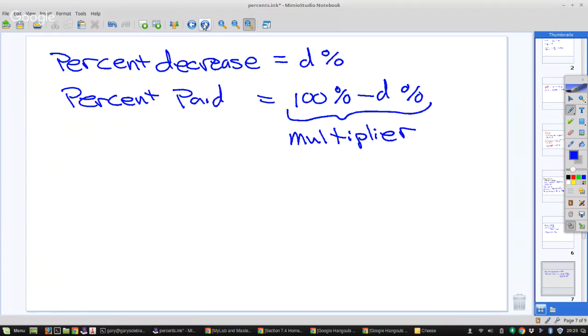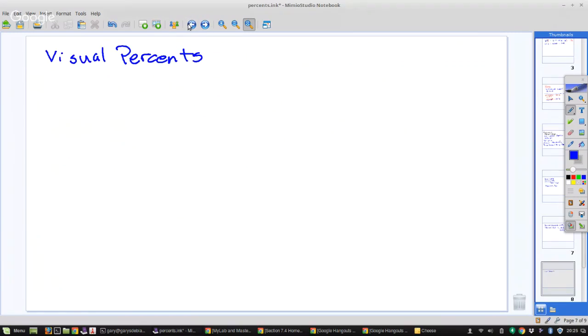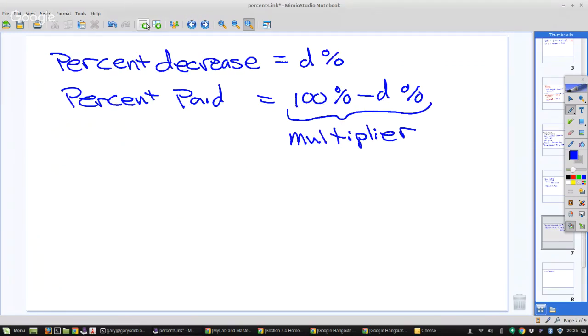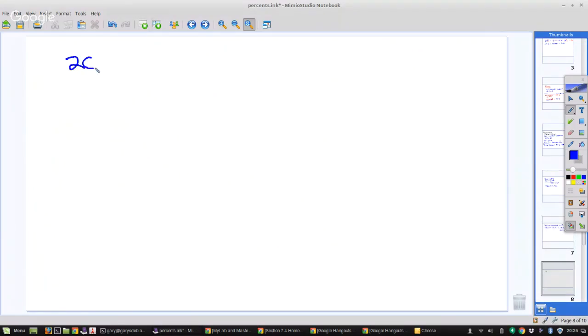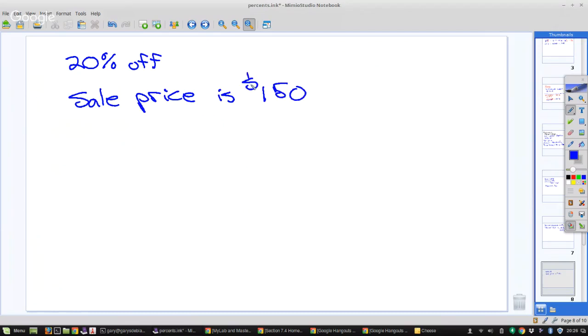So suppose, for example, that there was a 20% off sale. Let's stick with 20%. And the sale price is listed as, let's say, $150. What was the original price?